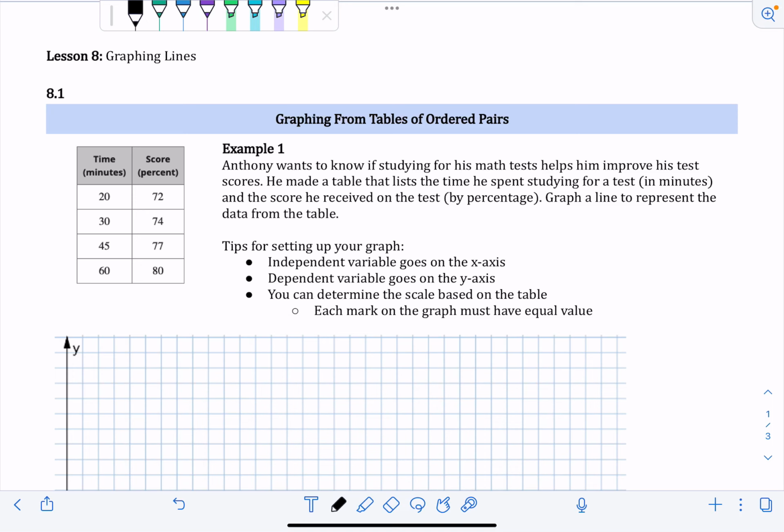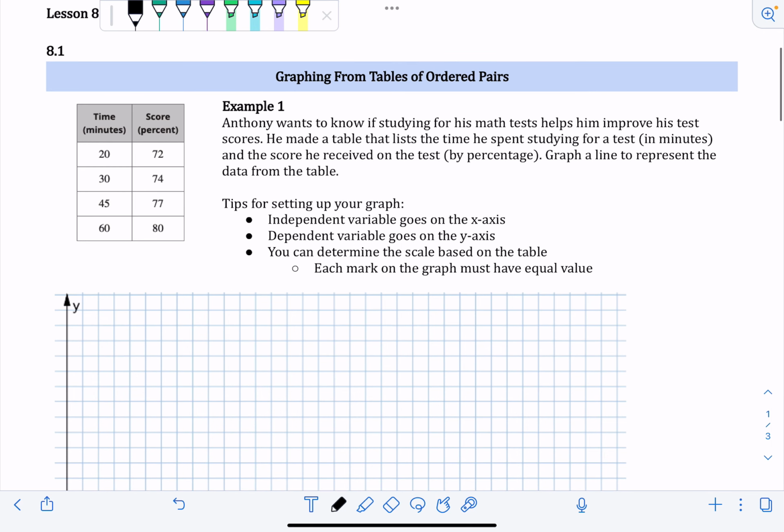Lesson 8 is graphing lines, and 8.1 starts us off with graphing lines from ordered pairs on a table. So the most important thing that we're going to pull out of 8.1 is more so how to set up our graphs, like how to label the X and Y axis, how to scale our graph, and just make sure that we're able to get all of our points from our table.